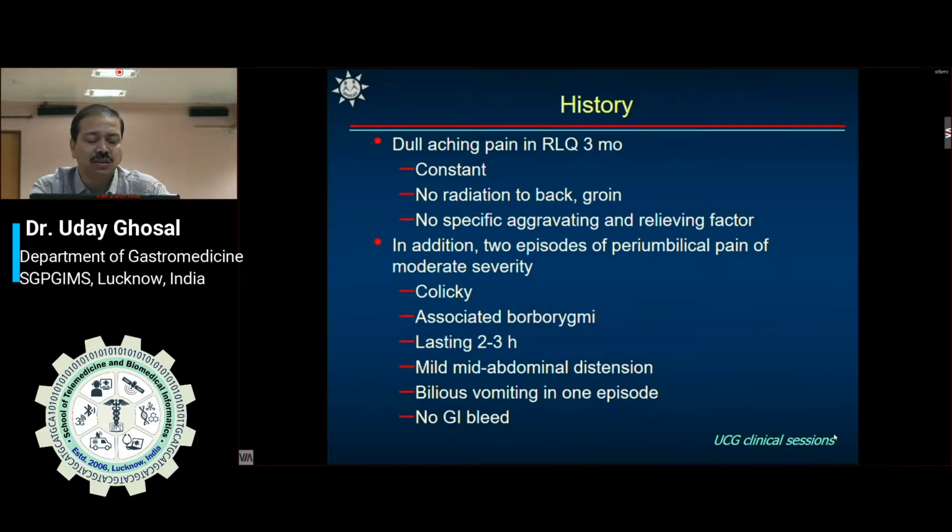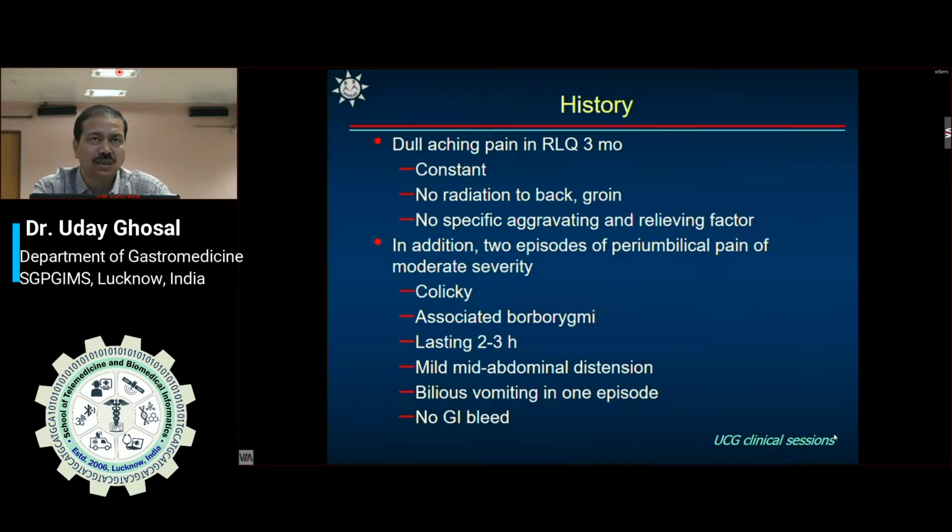In addition, she had 2 episodes of periumbilical pain of moderate in severity, which was colicky, had associated borborygmy lasting for 2 to 3 hours. It was associated with a mild mid-abdominal distension. One of the episodes had bilious vomiting and there was no GI bleed. So analyze this history very carefully.